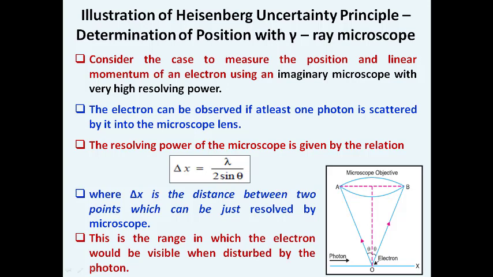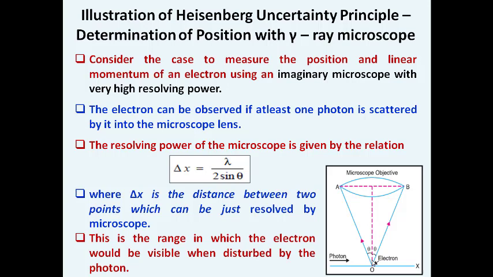We already know the formula for the resolving power of a microscope is given by delta x equal to lambda divided by 2 sin theta, where delta x is the distance between two points which can just be resolved by the microscope. Here the distance between A and B will be equal to delta x. The electron is there, acted upon by an electromagnetic wave, a light photon. This is the range in which the electron would be visible when disturbed by the photon.